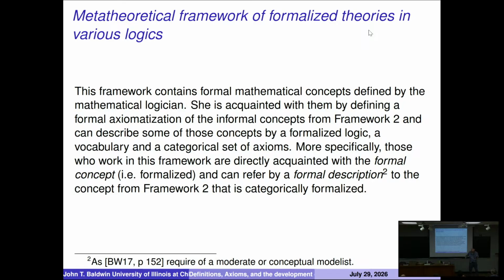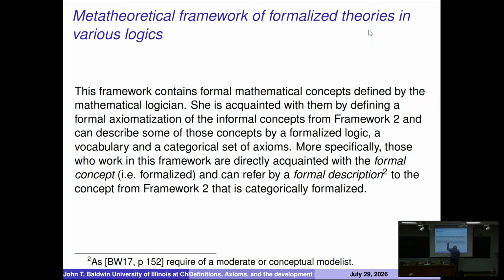So the third framework is the meta-theoretical framework of formalized theories in various logics. Here we have the formal concepts defined by a mathematical logician. She's acquainted with them by defining a formal axiomatization of the informal concepts from framework 2, and describes some of those concepts by a formalized logic, a vocabulary, and a categorical set of axioms. So I want to stress this. If I'm going to give categoricity, I've got to tell you what logic, what vocabulary, what axioms.